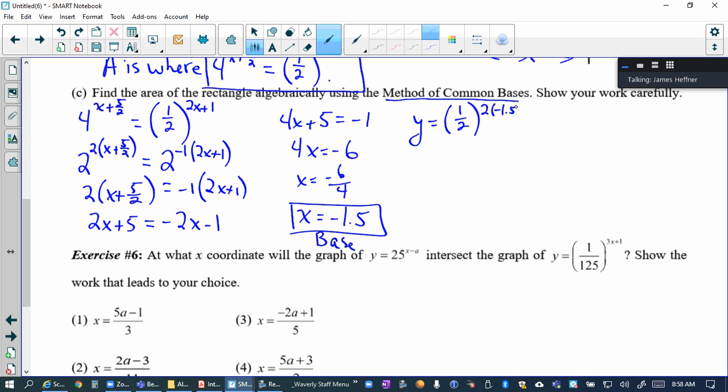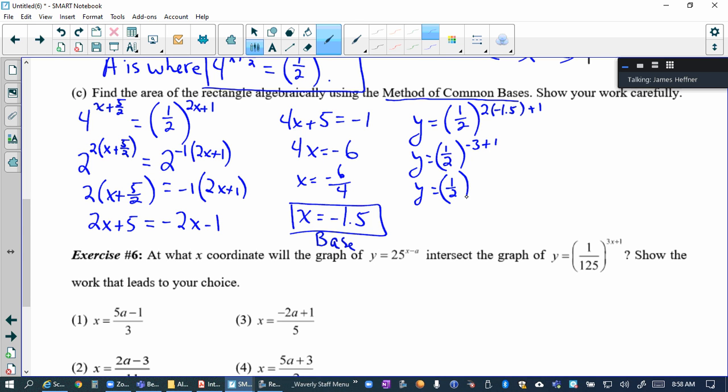Negative 1.5, plus 1. Sorry, I want to make sure, I can't see my screen when I'm scrolling. Plus 1, right? Is that what it was? Yeah. Okay, so let's simplify that exponent. (1/2) to the... what's 2 times negative 1.5? Negative 3. Negative 3 plus 1, right?